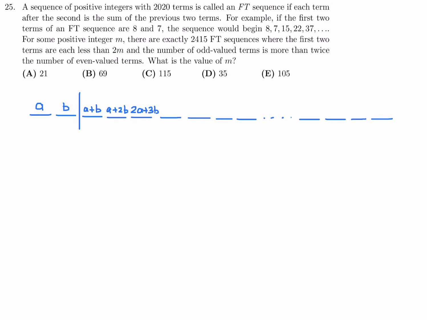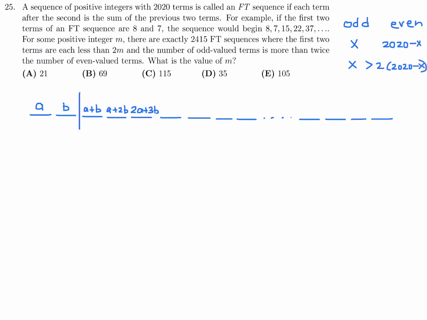Now, we are told a very interesting point: the number of odd valued terms is more than twice the number of even valued terms. All right? At first, you think, okay, what does that even mean? Well, of these 20 terms, you're going to have a certain number that are odd and a certain number that are even. So let's say of the 20 terms, x of them are odd, and therefore 20 minus x, the remaining terms, are even. So what that sentence really means is that x is greater than 2 times (20 minus x).